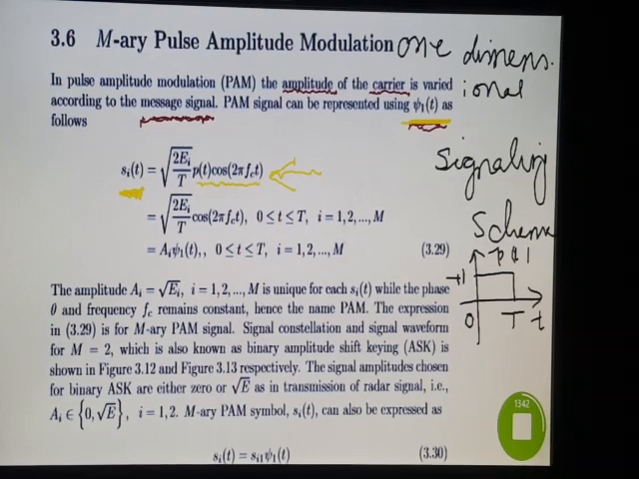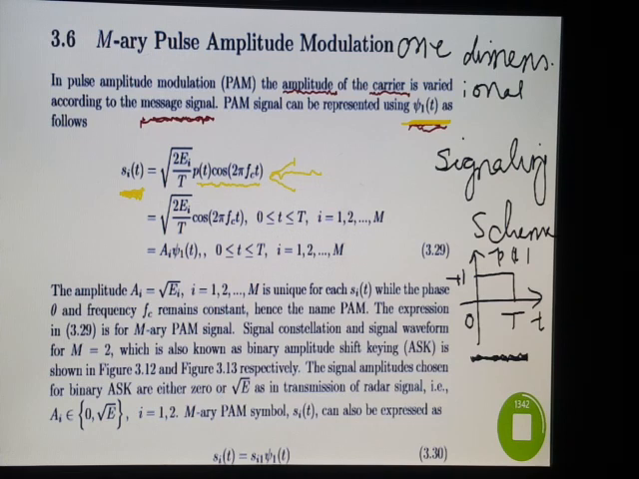Since the pulse exists for the 0 to T interval only and is multiplied with the rest of the signal, your signal only exists between 0 and T. That is the importance of this pulse. So S sub i of t can be expressed as square root of 2 times E sub i, where E is the energy of the signal, over T, p of t, cos of 2 pi f c t.